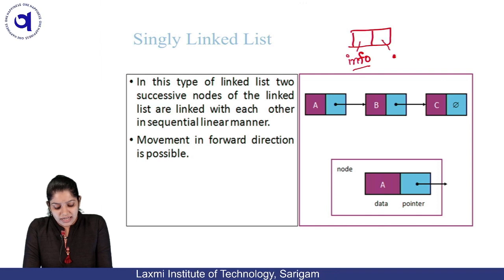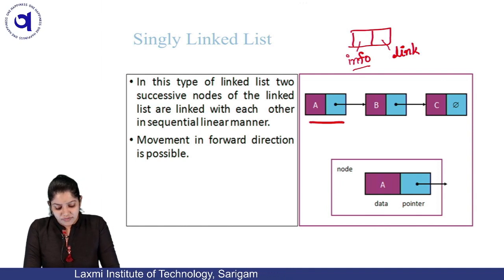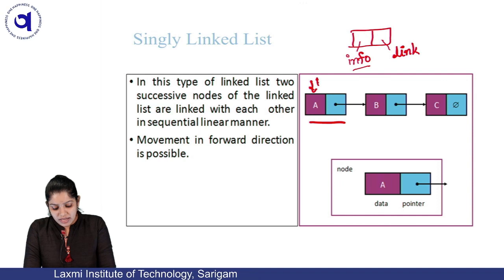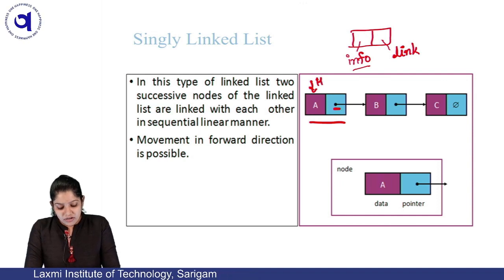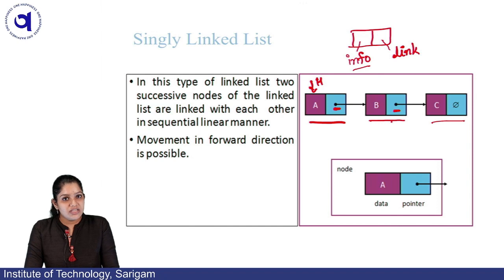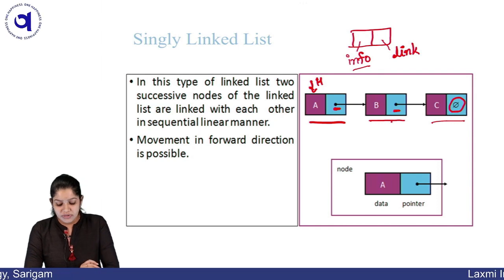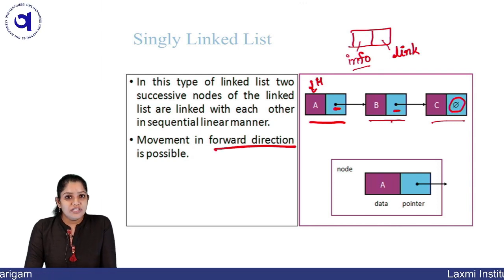Then this is the link part, and the link part will store the address of the next one, right? So here we have the first node, pointed to by head. Then here we'll have the address of the second node, and here the address of the third node. This node is not connected to anything else, so here we have null. So in this case, if you want to search or traverse, that would be in the forward direction only. Forward movement is possible.